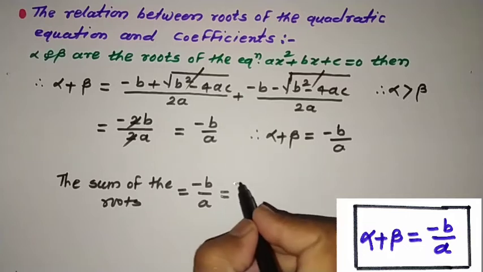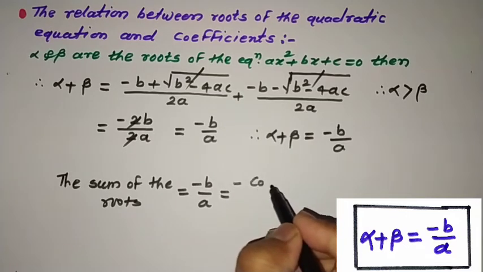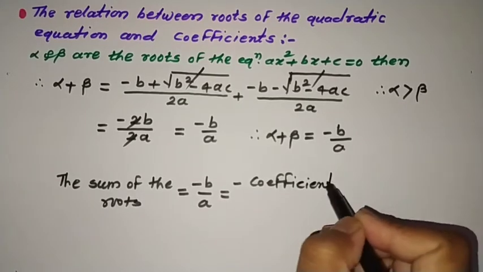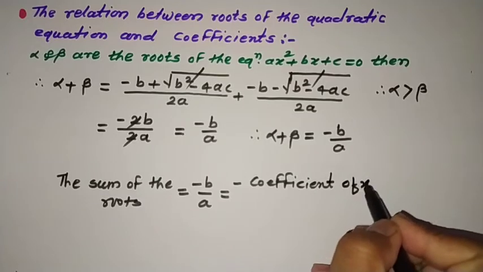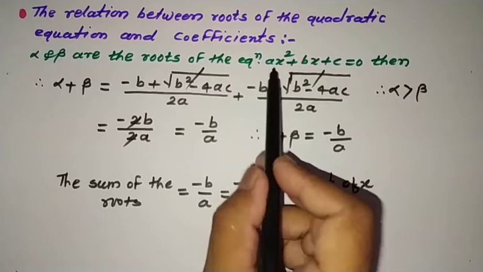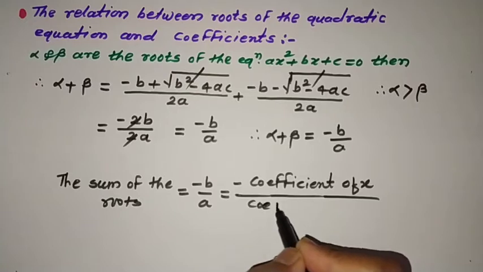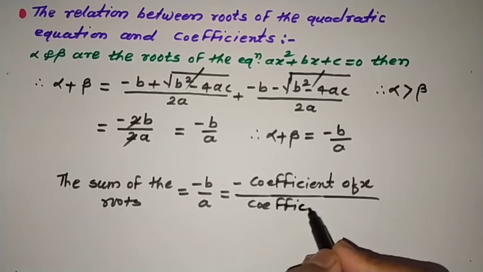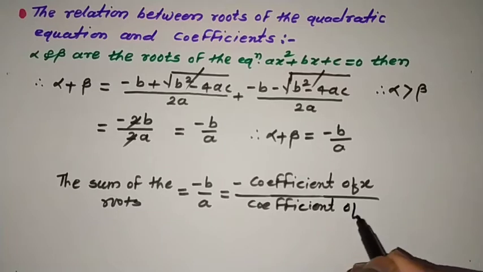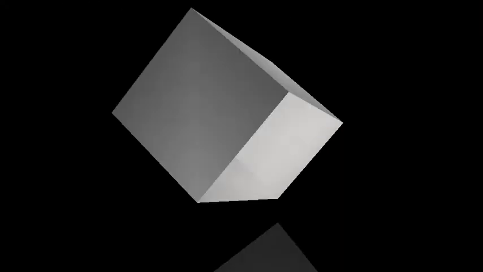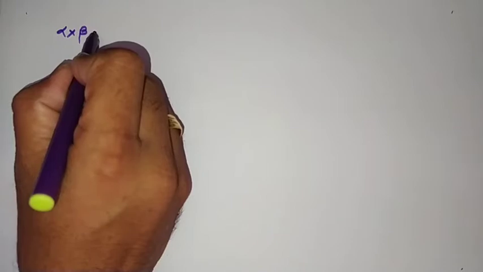Here b is the coefficient of x and a is the coefficient of x square. This is the sum of two roots. Let's see next the multiplication of alpha into beta, the multiplication of two roots.